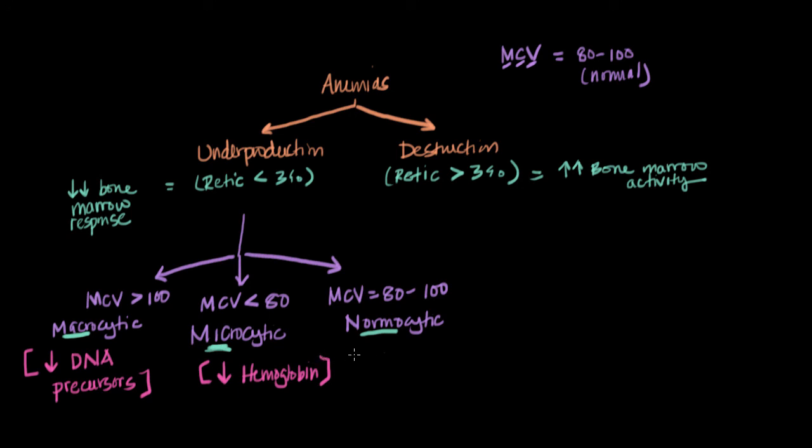And pretty much all of the other underproduction anemias fall into the realm of the normocytic anemias. Okay, so we're going to go into specifics about the different types of anemias, but this diagram is a very good paradigm for organizing your thinking about the different types of anemias. And as we go along, it's important to place the anemias where they fall within this diagram, because it helps you to keep them organized in your mind.